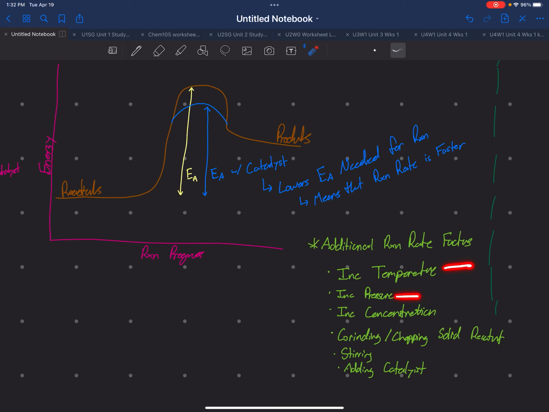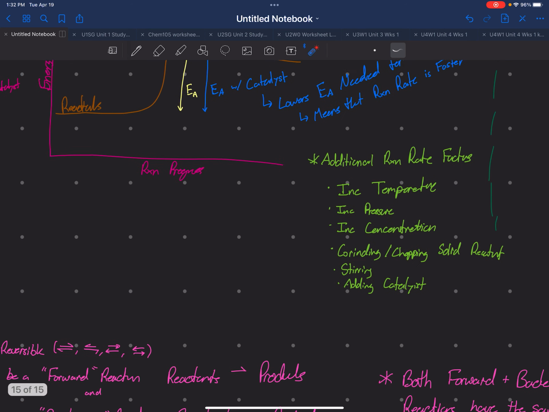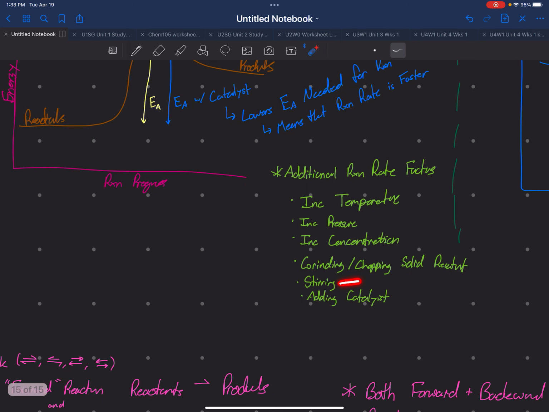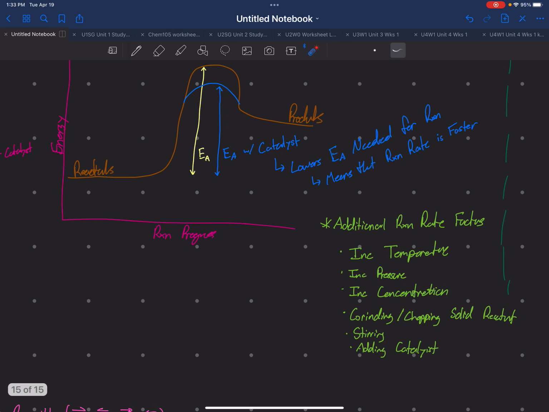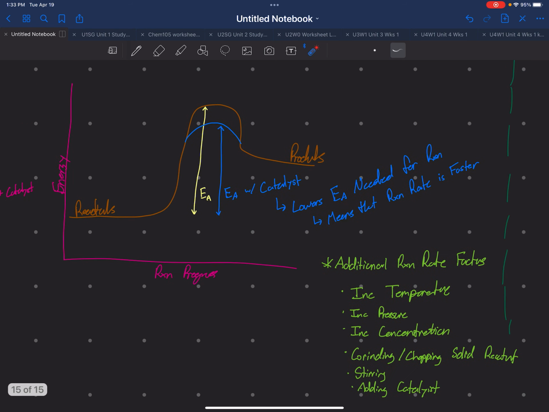Increase pressure, more collisions. Increase concentration. Increased concentration means there's more stuff in the solution, so a higher percent of stuff. That just means there's more things to collide. Grinding or chopping solid pieces: if you cut it into smaller pieces, there's more places for the reaction to occur. Stirring, so you're making more collisions. And then adding the catalyst once again, which lowers the activation energy. So yep, that's catalyst.